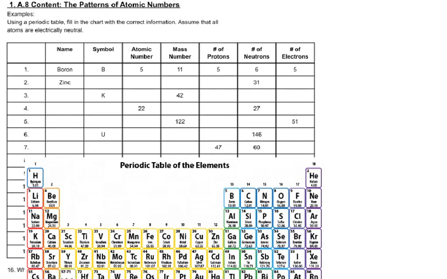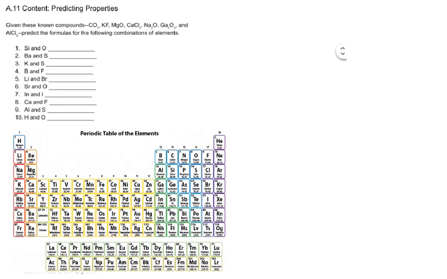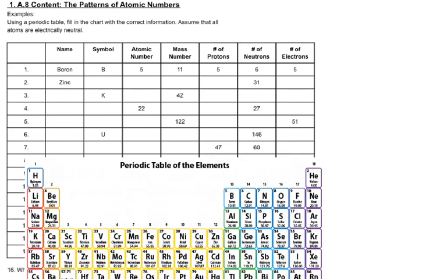Going to go through A.8 and A.11. So predicting the element formula based on other formulas that are known. And then this one is like an atomic pattern table. You guys have already done something similar to this. It does have a couple more pieces than the one you did before.